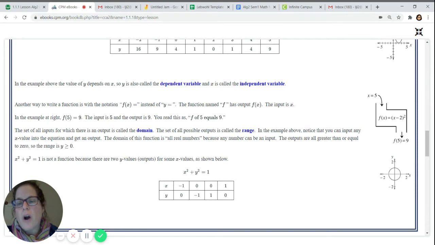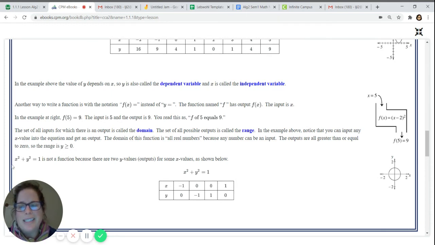So all of those inputs we call the domain, all the possible x values, and all of the outputs is called the range. X values for this particular example, we could put any number we wanted in for x, any of them will work. So that domain is all real numbers. Outputs, however, are only 0 or above, positive numbers. So we would describe that output, or the range, as y is greater than or equal to 0.